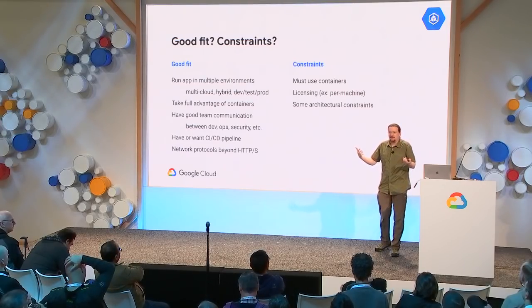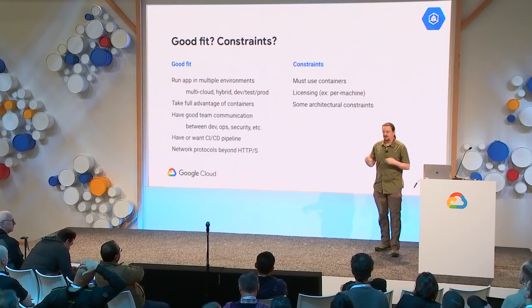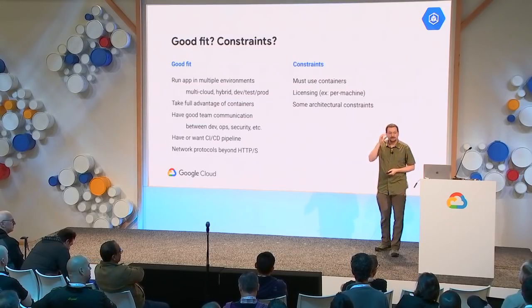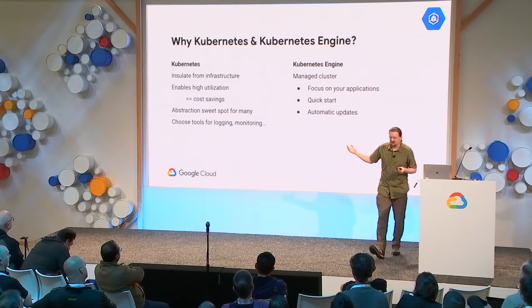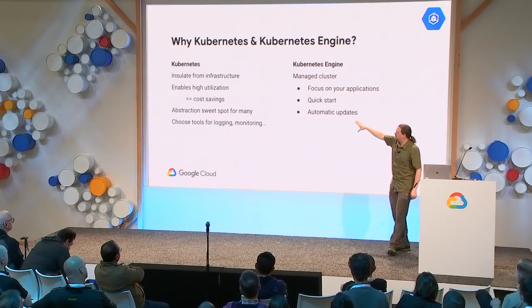And Kubernetes has an opinion about how things talk to each other. And so that can influence the architecture you decide to do. So Kubernetes Engine can insulate you from a lot of infrastructure.